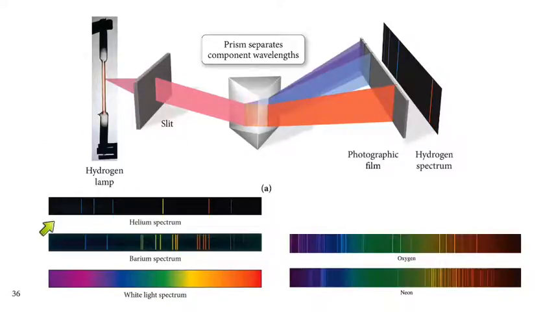This is what helium looks like, this is what barium looks like. And so they're very different. They kind of look like barcodes. This is what sunlight would look like. And this is oxygen and neon. You see some of them are quite complicated. There's a lot of different lines. Any questions about that?